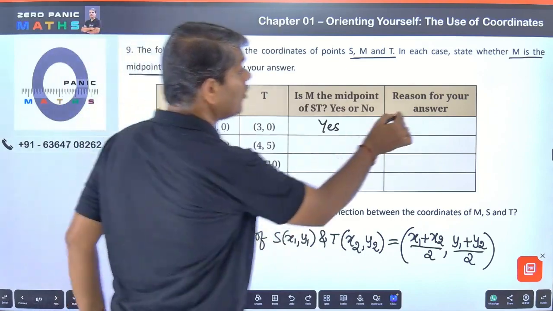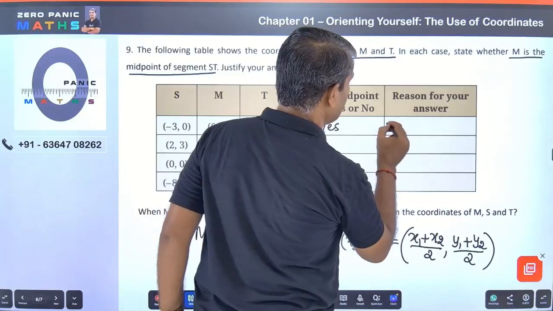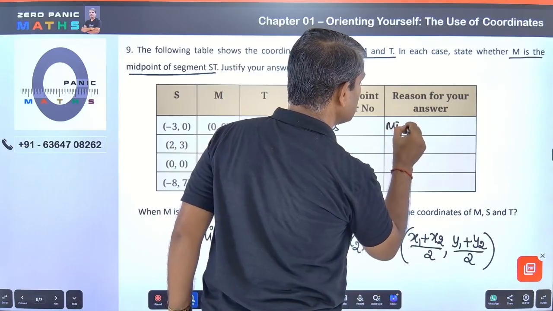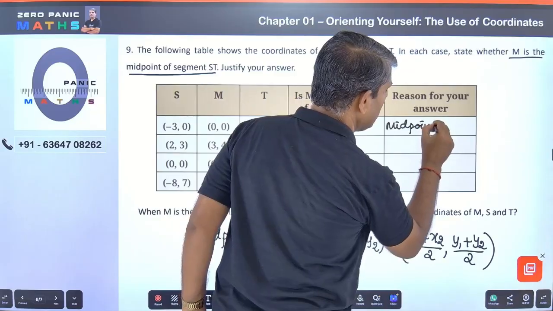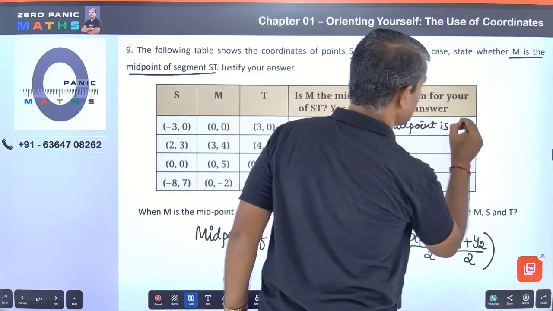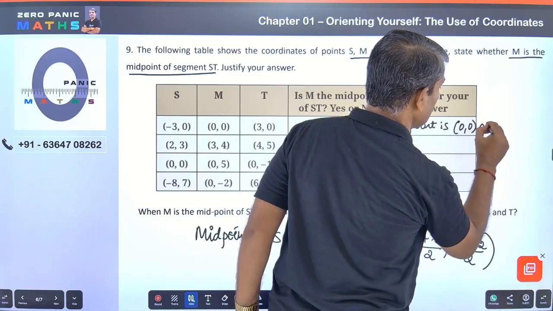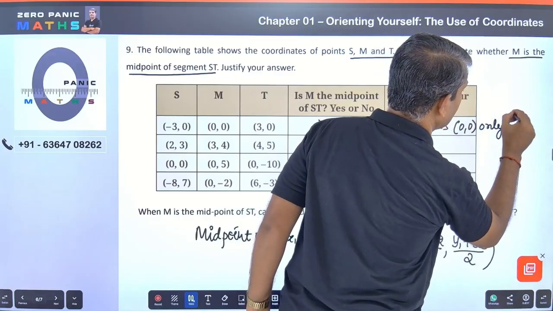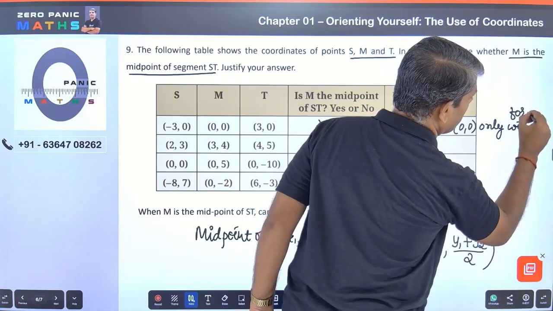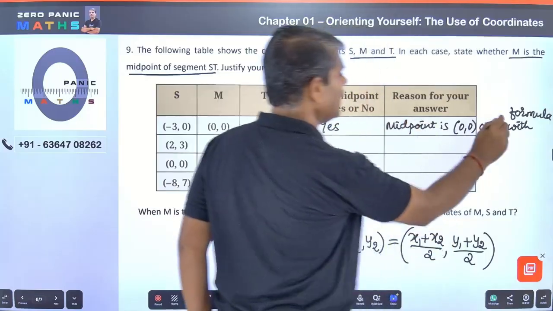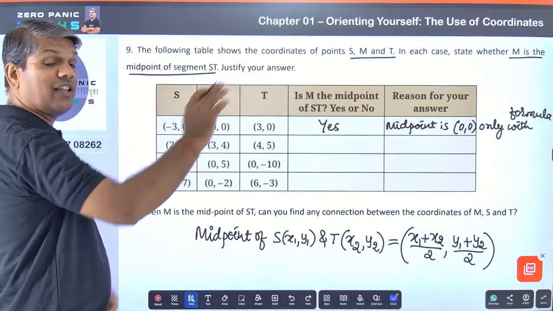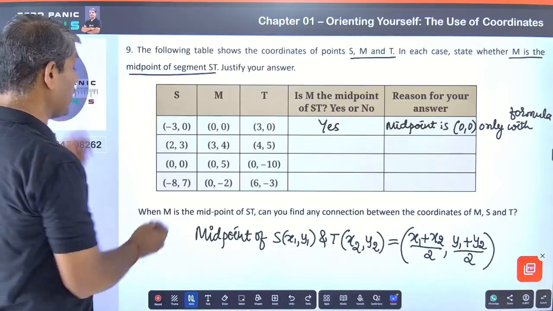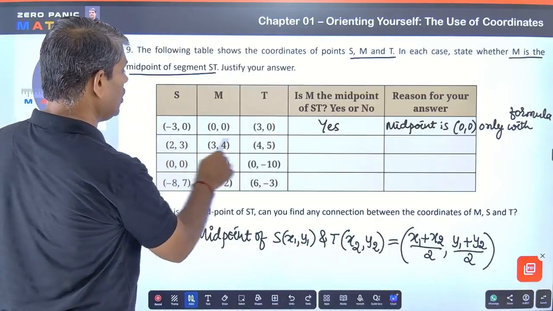And the reason for our answer is the midpoint formula. I can say the midpoint is 0 0 only with the formula. There is no space here, so you can just make some space and write that with this formula. You can write the whole thing over there. Now let us check for 2 3 and 4 5.